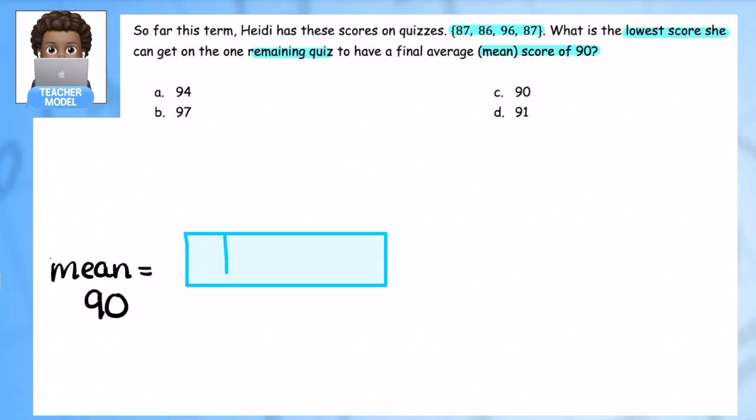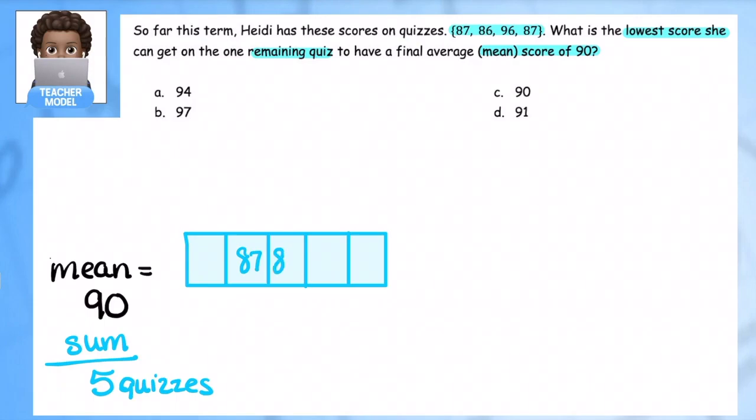And we're going to have 5 numbers here. We know that mean is the sum of all the numbers divided by, in this case, 5, the 5 quizzes. And we have the other numbers here. We have an 87, an 86, a 96, and another 87. We want to know what that last score is going to be.